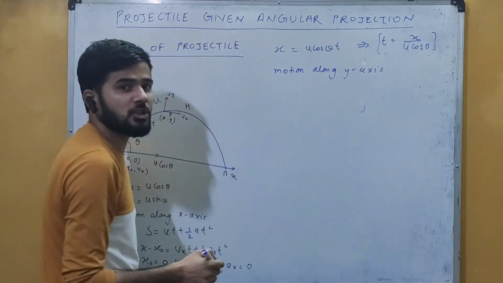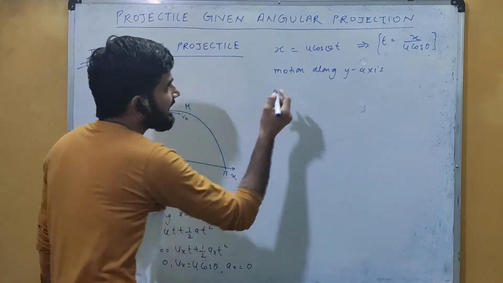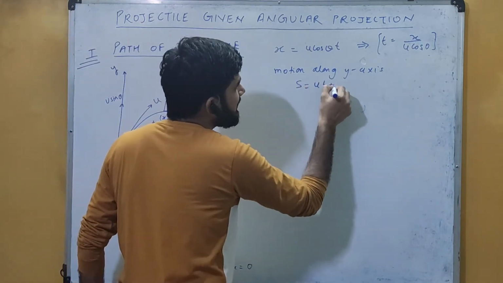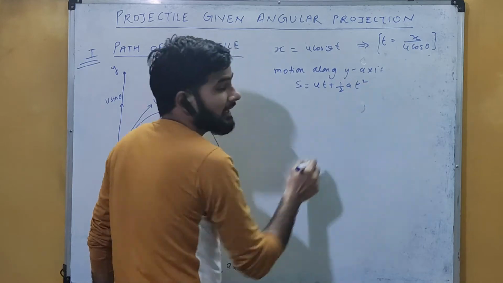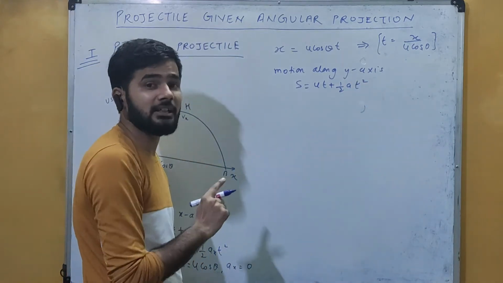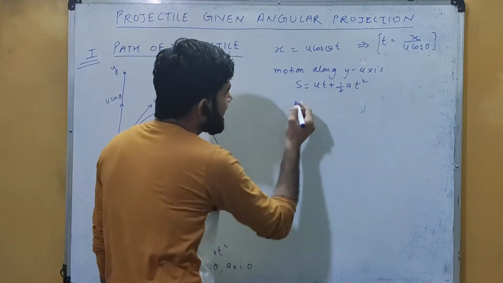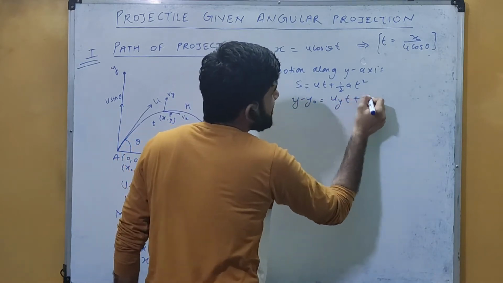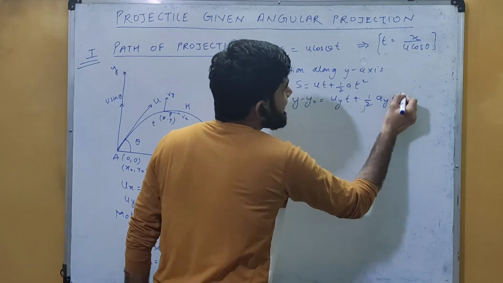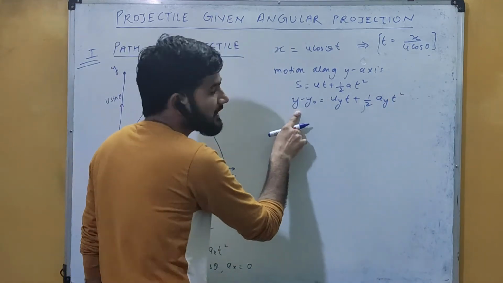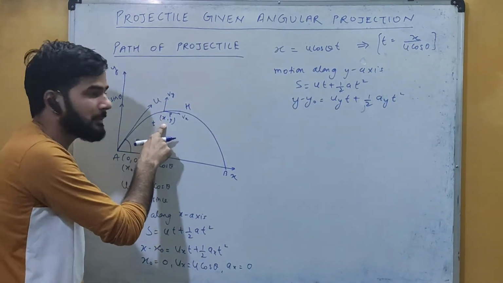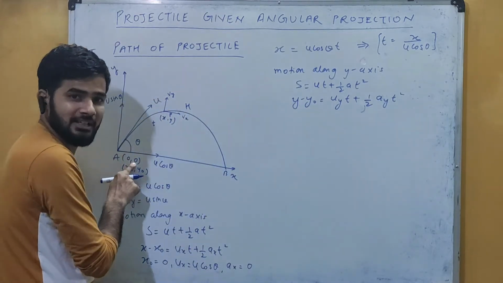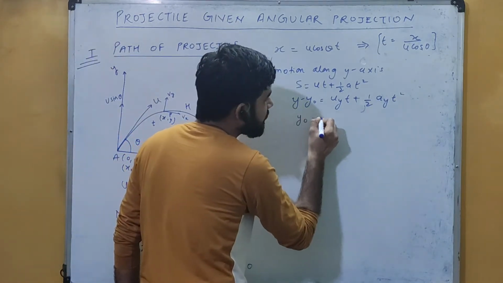तो जब हम यहाँ पर motion along y-axis consider करेंगे, then again I have to write s is equals to ut plus half at square, and for the motion along y-axis I have to write it in terms of the y coordinates. So I can write y minus y naught is equals to uyt plus half ayt square. Okay, now here this y, that is the coordinate of this point P, and this y naught, that is equals to 0. So I can write y naught is equals to 0.